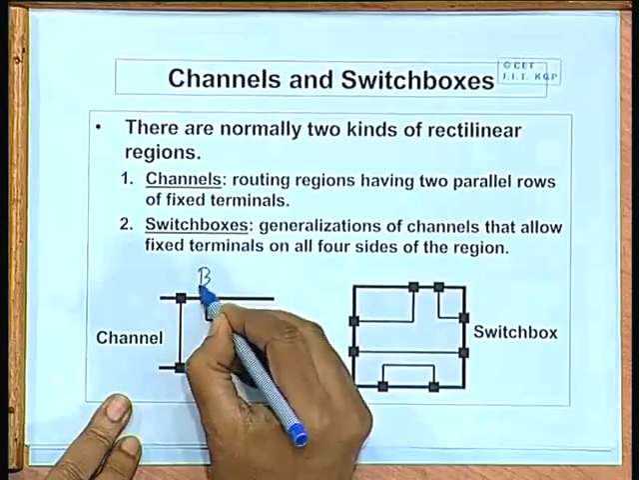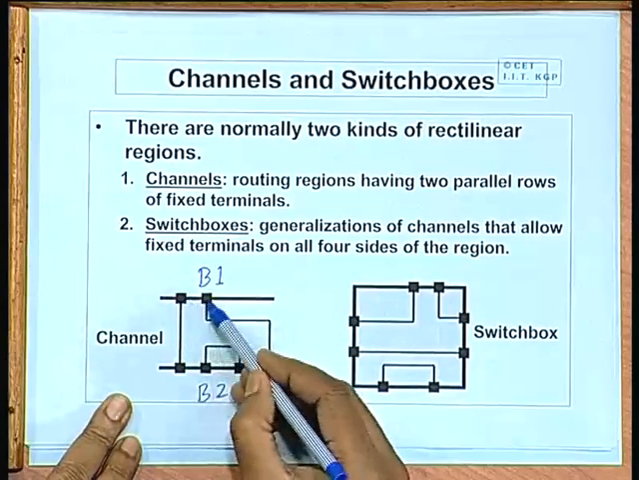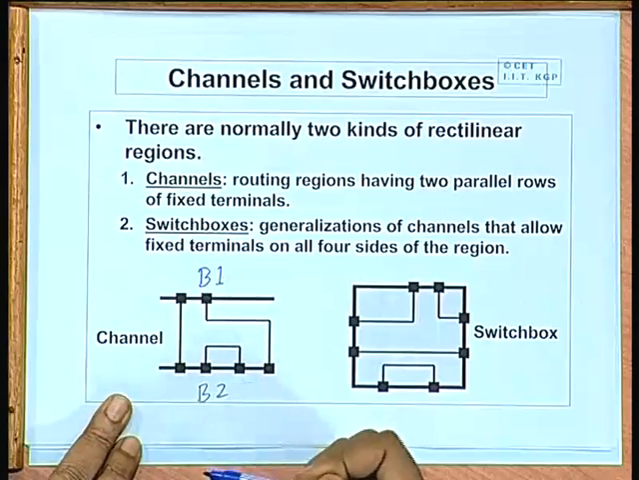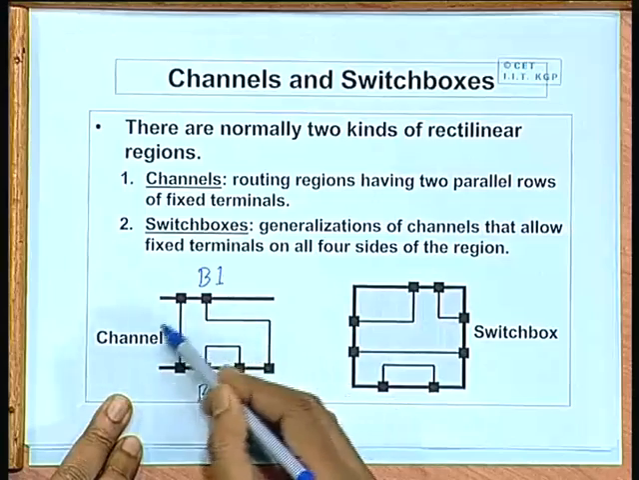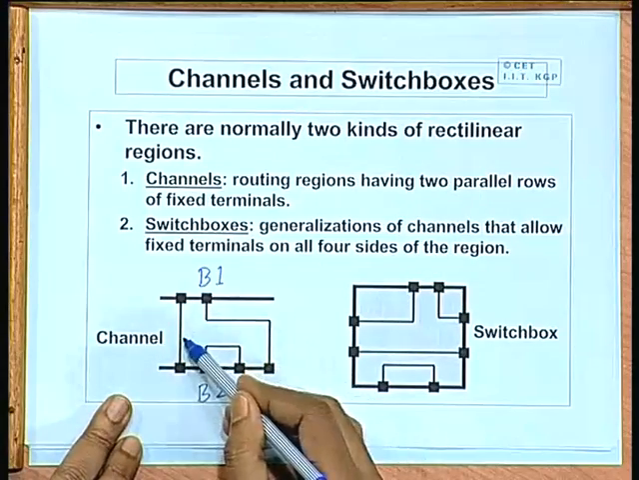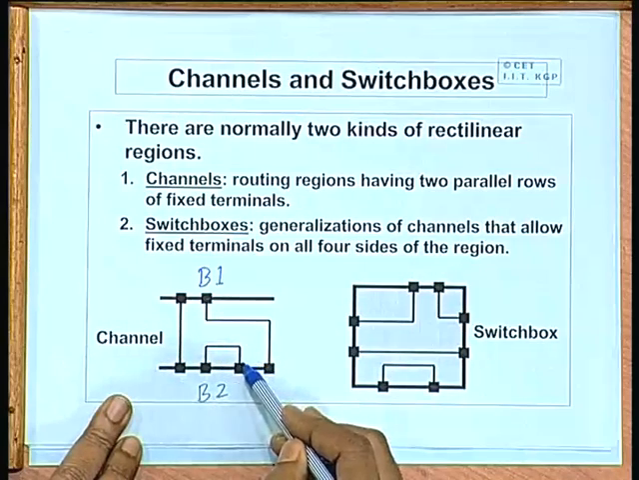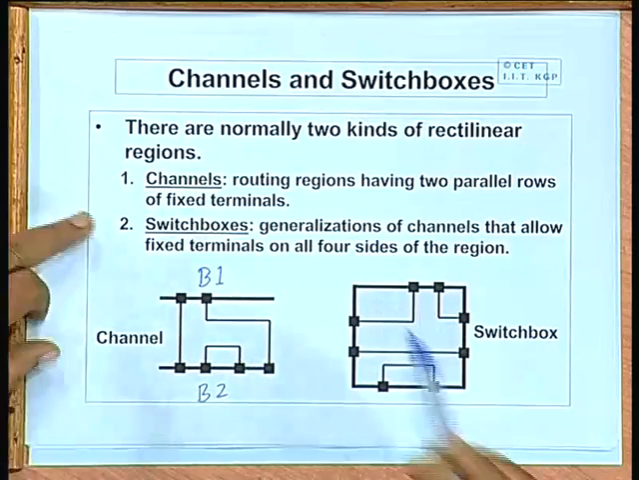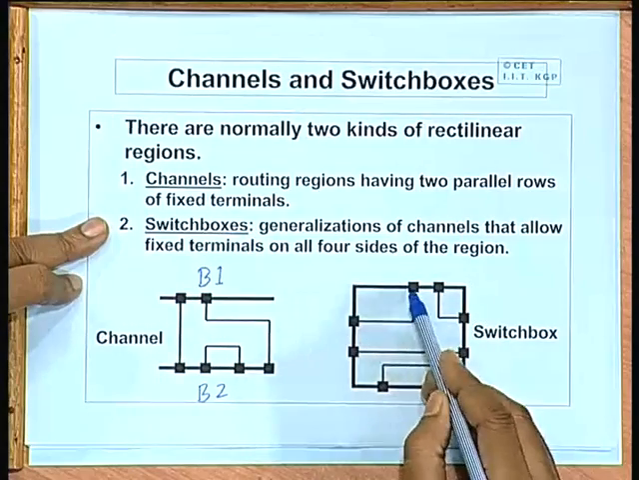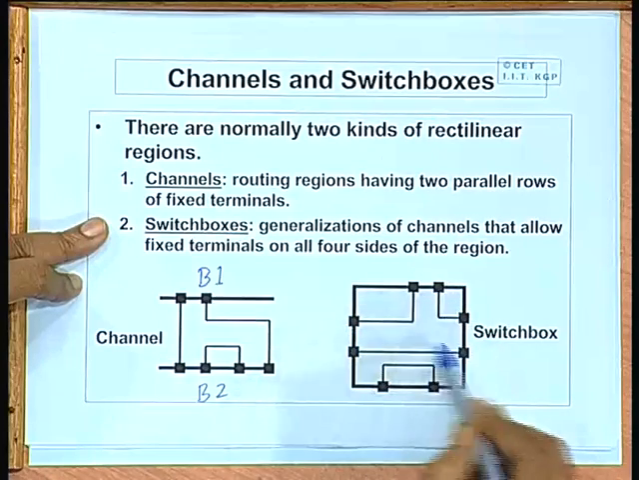There is a block, say B1 here, and a block B2 here. These are the terminals which need to be interconnected. This is a possible interconnection. So, this space in between is kept aside for interconnection, and there are no obstacles out there. So, a channel is an obstruction-less region which is used for routing, and a switch box looks like this, where pins may be located on all 4 sides of the boundary, and this is a typical interconnection.